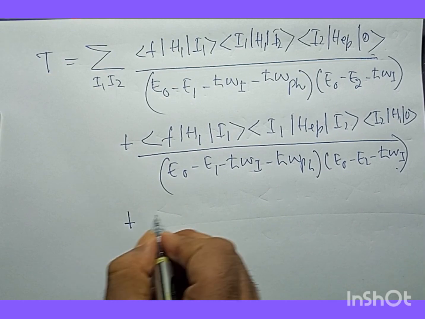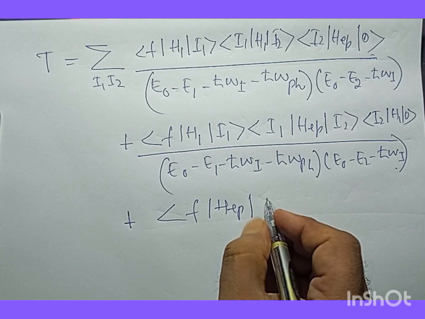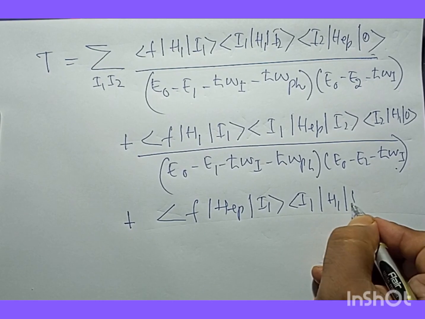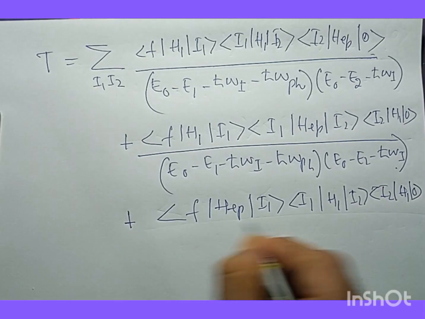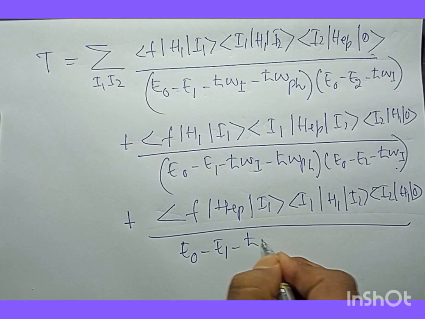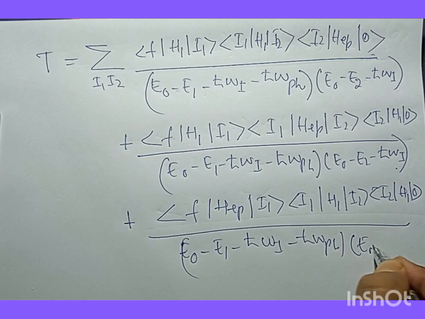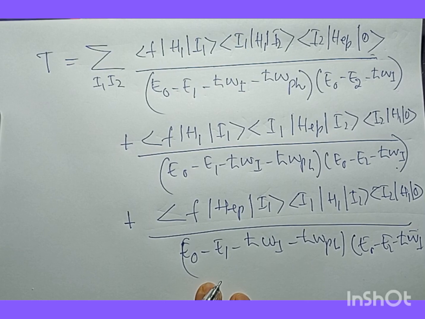And then the third term will be F, H electron phonon, and then we will have I1, then I1, H1, I2, then I2, H1, 0, whole divided by the same denominator, E naught minus E1 minus H cross omega I minus H cross omega phonon, times E naught minus E2 minus H cross omega I. And this is what shows us the phonon.